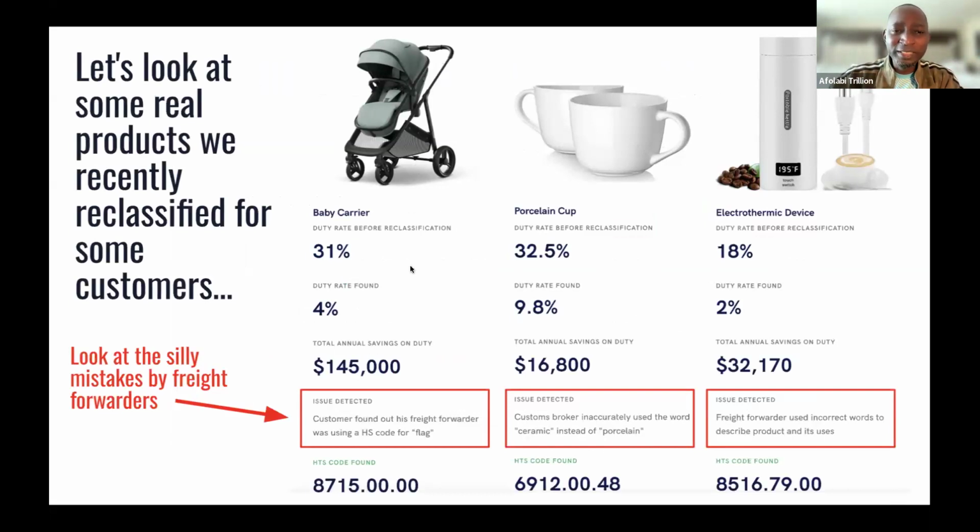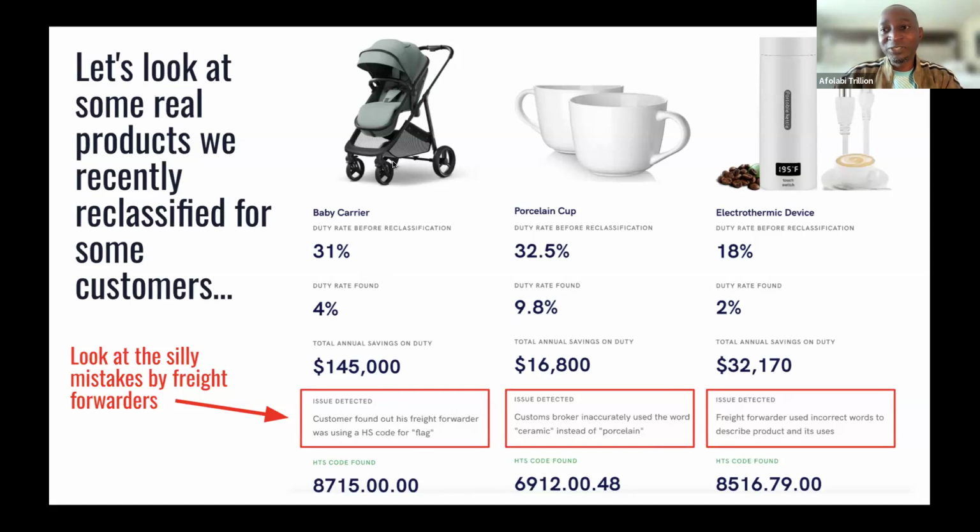So I'm like, okay, give me your HTS code, which is the customs code. So he gave me his customs code. Look at what I found. His customs code says he is importing national flags. So he's paying 31% extra for importing flags. But look at his product. His product is not a flag. His product is a baby stroller.